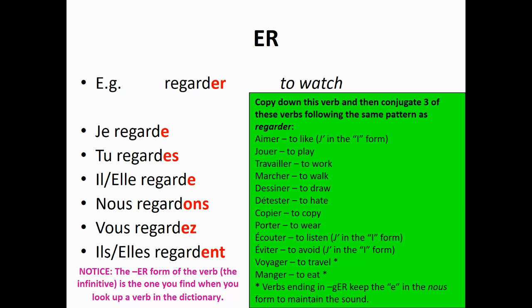So I'm going to pronounce these for you. You'll want to pronounce them for yourself. Take time. So, je regarde, tu regardes, il regarde, elle regarde, nous regardons, vous regardez, ils regardent, elles regardent. Please don't forget that the S is usually silent at the end of a word in French. And the ENT at the end of ils, elles is always silent.